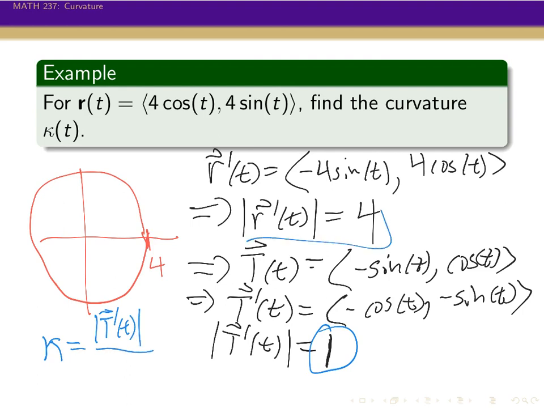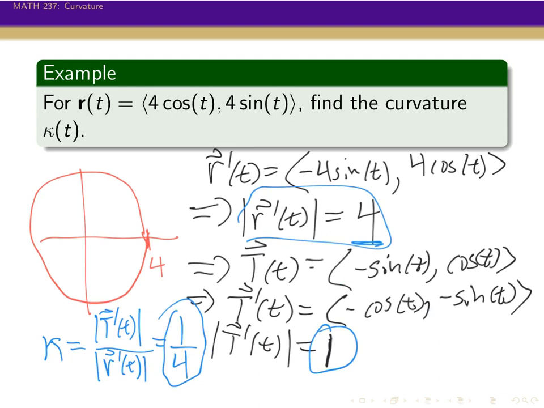divided by the magnitude of r prime, and that's going to be 1/4. So the curvature, which happens for all values of t for this circle, is 1/4. This makes sense that the curvature of a circle would be a constant. If you're traveling along a circle at a constant speed of 4, then you're always turning the same amount.